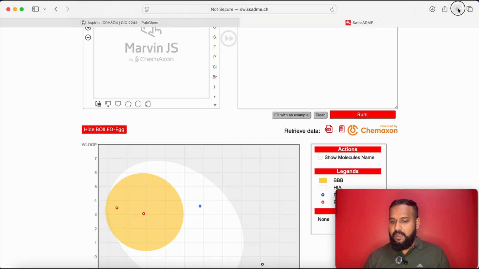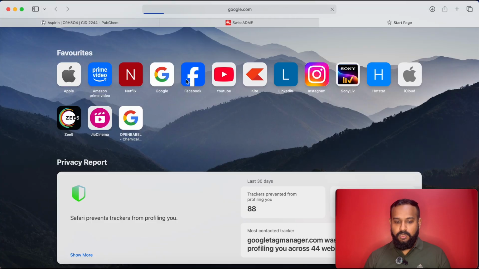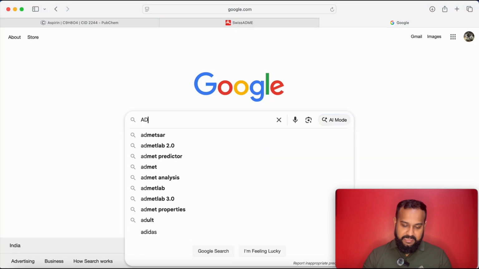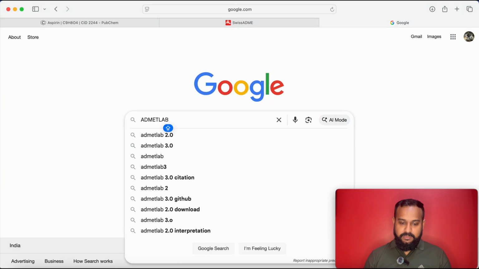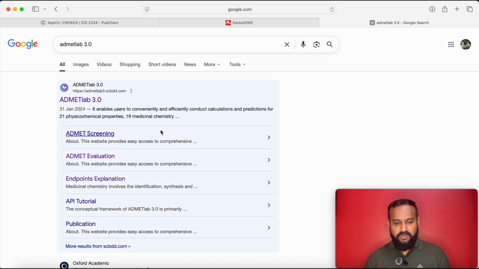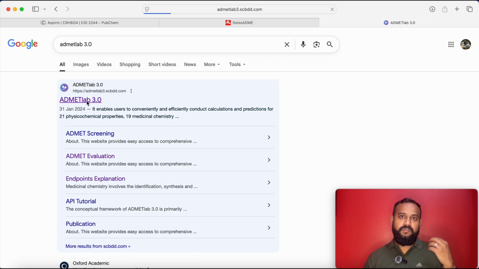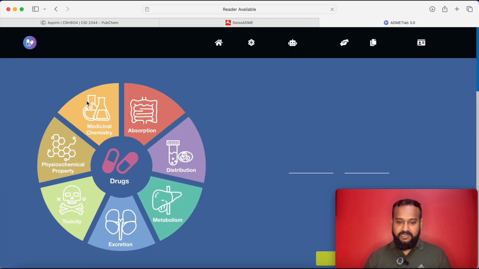Now let's move on to the next tool, called ADMETlab. We'll take our example as well as one of their examples. This is ADMETlab 3.0. The updated version always comes in, so if by the time you are using it 4.0 or 5.0 has come, needless to say you go by the latest one.